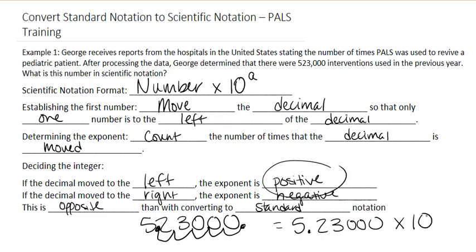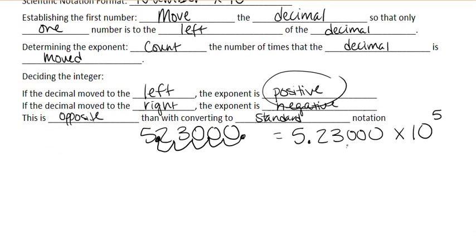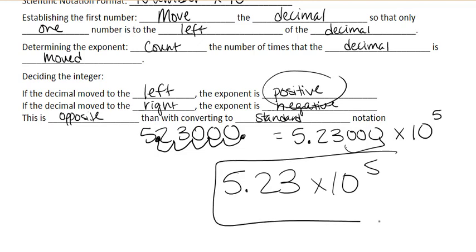So we would have a times 10 to the 5th power. And then we do not need these extra zeros here because they are meaningless in this situation. So we would actually convert it to 5.23 times 10 to the 5th power. This is our scientific notation.